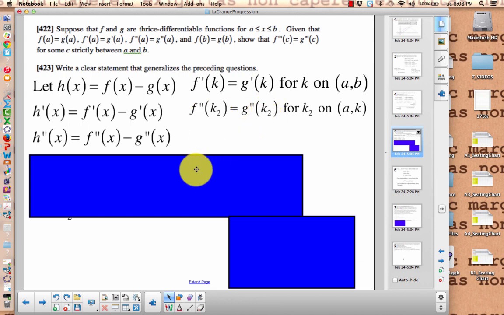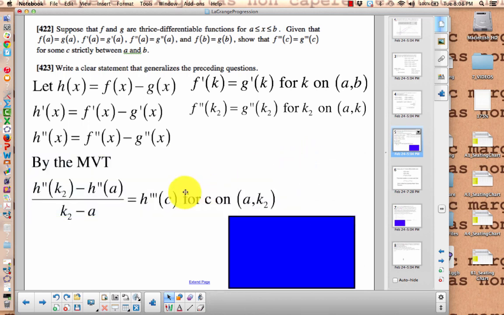From there, we're going to apply the mean value theorem on h double prime. Okay, so we're going to create a difference quotient with h double prime. So by the mean value theorem, we're given that h double prime of k2 minus h double prime of a over k2 minus a is equal to the third derivative of h, that's the derivative of the second derivative, at c, where c is a number between a and k2.